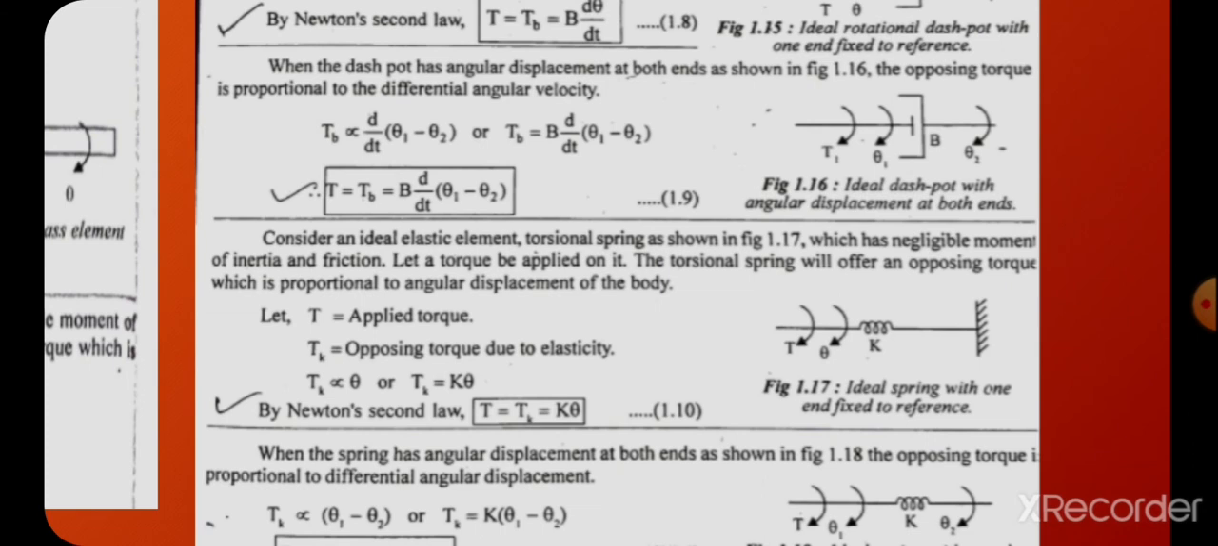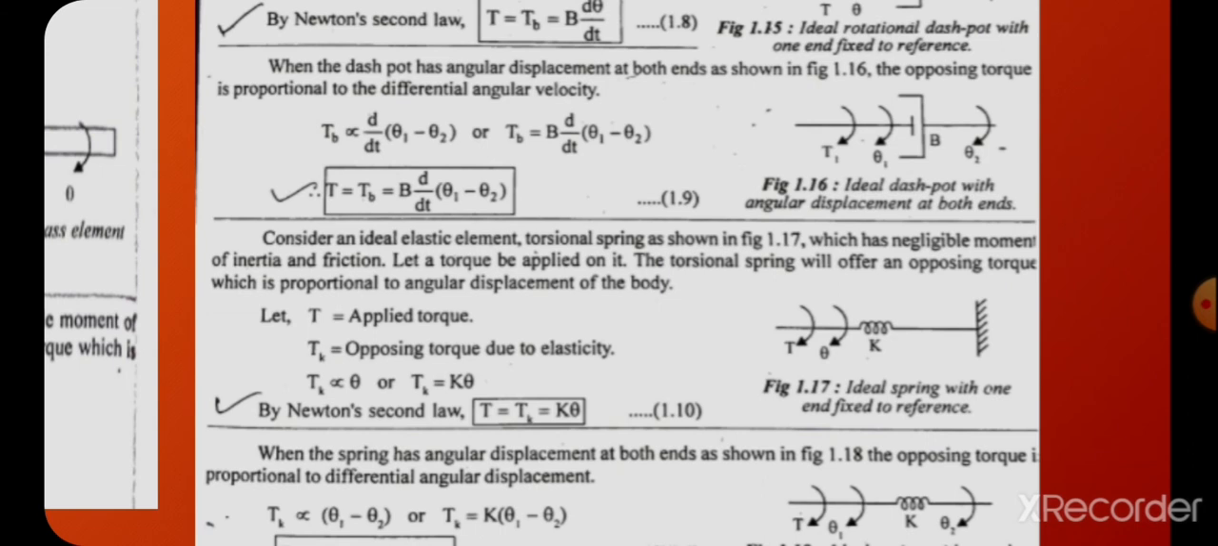So we can write the torque balance equation as Tk is directly proportional to theta, or we can write Tk is equal to K into theta. By Newton's second law, we know that applied torque equals opposing torque. So we can write capital T equal to Tk equal to K into theta. This is the case of an ideal torsional spring. So in that case, the torque balance equation is T equal to Tk equal to K into theta. This is the case of a mechanical rotational system.